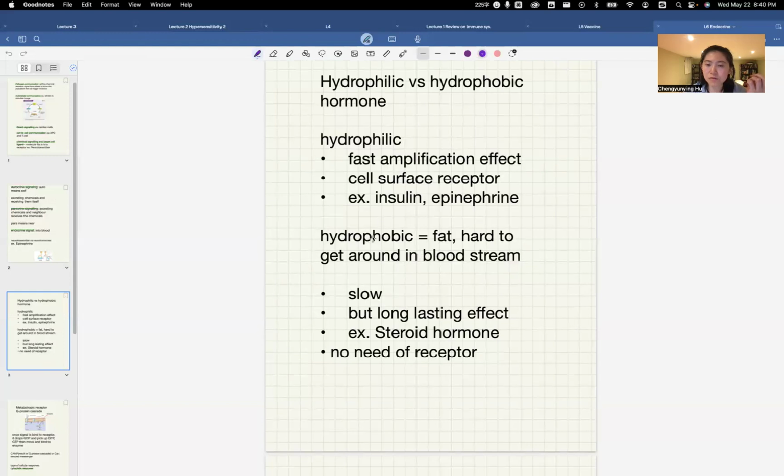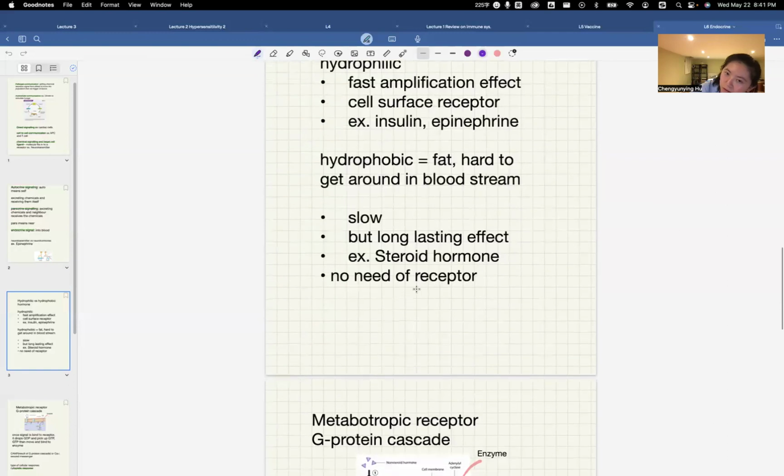And hydrophobic is made by fat, afraid of water. So it's able to go into the cell membrane and it lasts longer. It's hard to get around in the bloodstream. An example can be steroid hormone. There's no need for a receptor. It's able to cross the cell membrane directly, but it has a less effective effect than the hydrophilic.